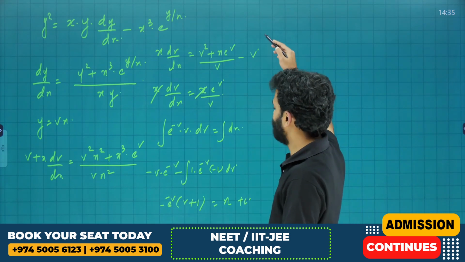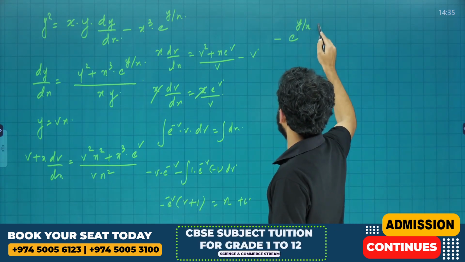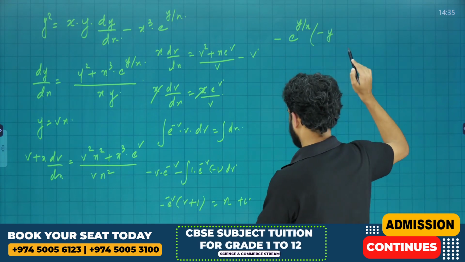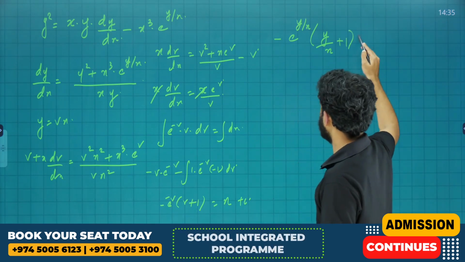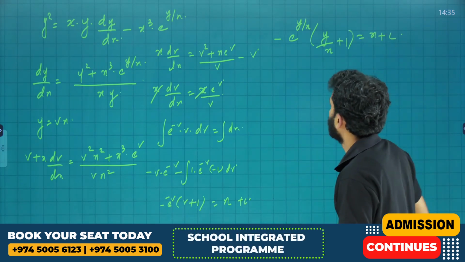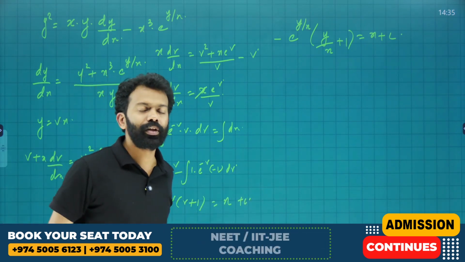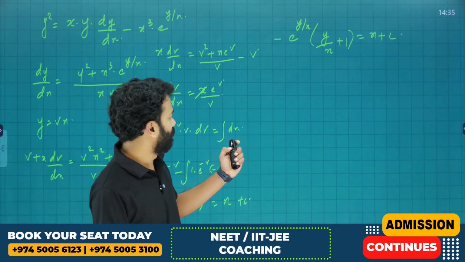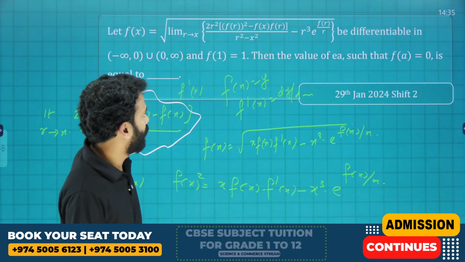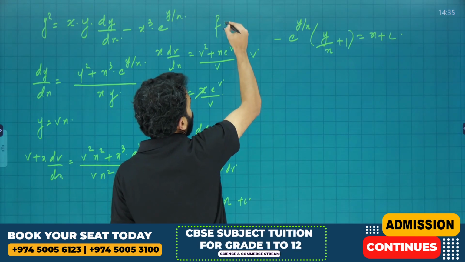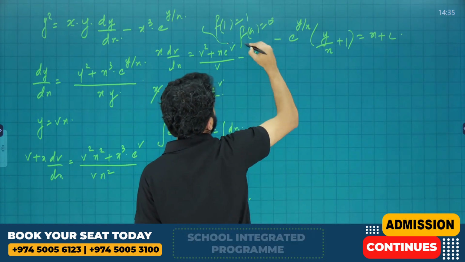Okay, we need to substitute for v also. That is minus e raised to y by x into y by x plus 1, which is equal to x plus c. Okay, then that's done. We need to find c, and what is given here? f of 1 is equal to 1, f of a is equal to 0.